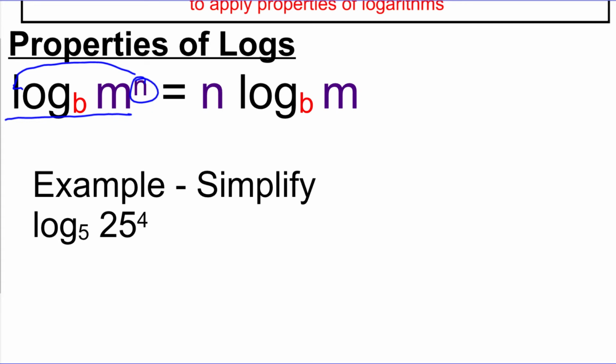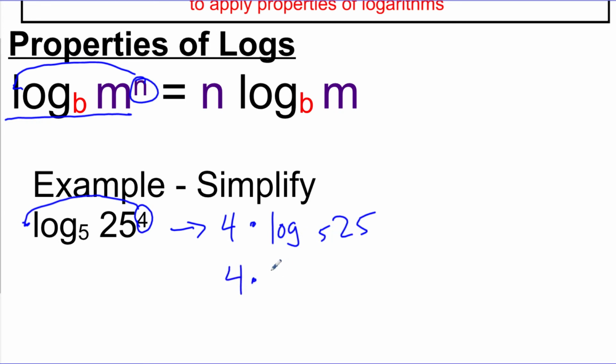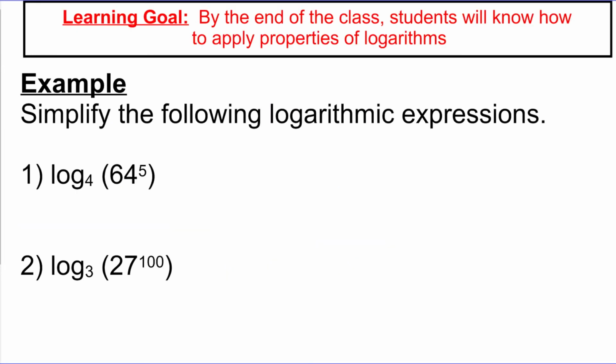So instead I'm going to rewrite this. I'm going to take this 4, which is an exponent inside the log, and bring it outside and just multiply it by the log. 4 times the log base 5 of 25. And this is way easier, because log base 5 of 25 is saying 5 to what power gives me 25? Well, the answer is just 2. So the final answer for this whole problem is 8. That is way easier than figuring out that 5 to the 8th power is 390,625, right? So just something to watch out for.